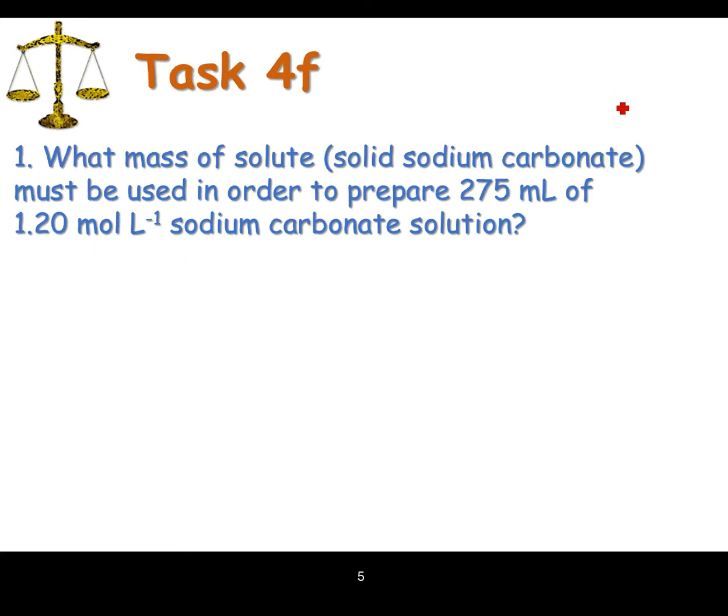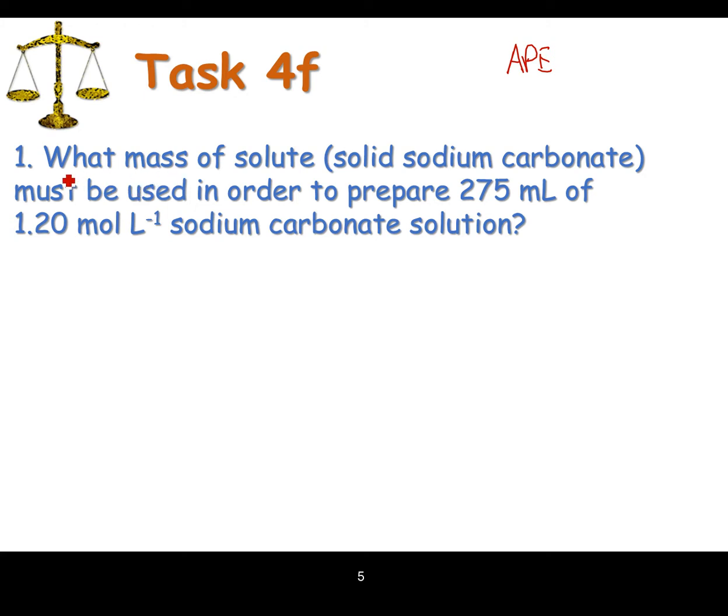Now let's go ahead and practice a couple of tasks. First off, the question is asking what mass of solute, solid sodium carbonate, must be used in order to prepare 275 milliliters of a 1.20 moles per liter sodium carbonate solution. Let me get this one started. We're going to APE this: you want to remember analyze, plan, and evaluate. So we're going to analyze.